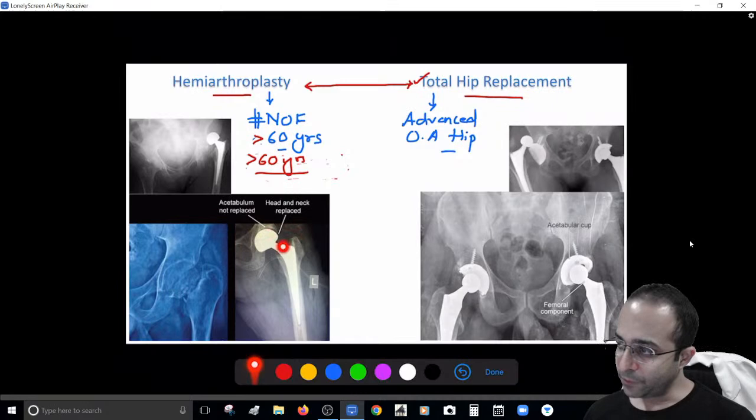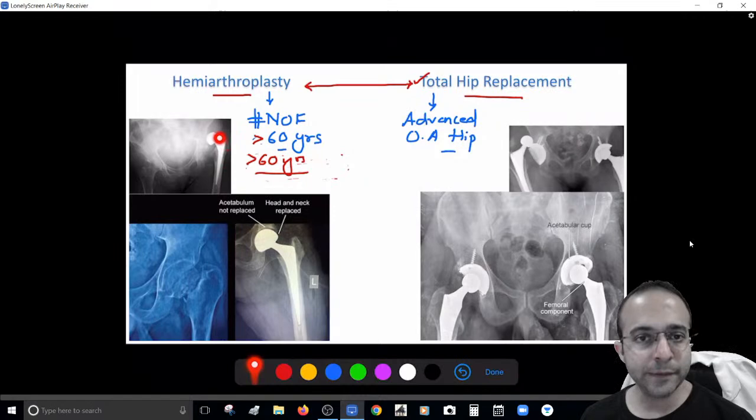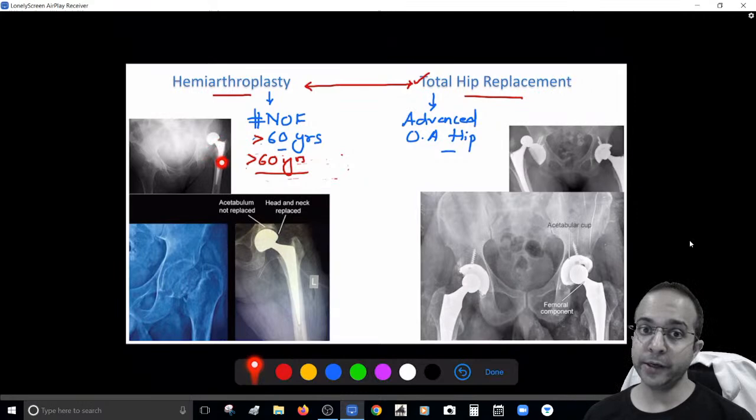This is the hemiarthroplasty prosthesis that is dislocated, and you can see this prosthesis is a complete piece. The acetabulum has nothing in it now. So that means only head and neck was replaced with the single prosthesis.